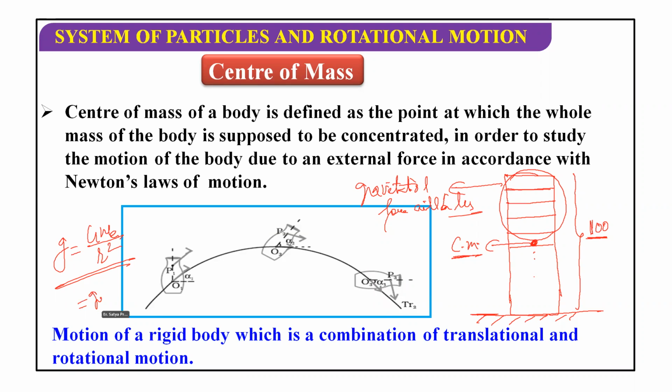And there is one more formula. g is equal to g naught (1 minus 2h by R). Assuming h is negligible, in that case also, if h is more, g will be less. These things we'll discuss in the gravitation topic. So the main idea is that gravitational force will be less for the top portion. Gravitational force will be more here.